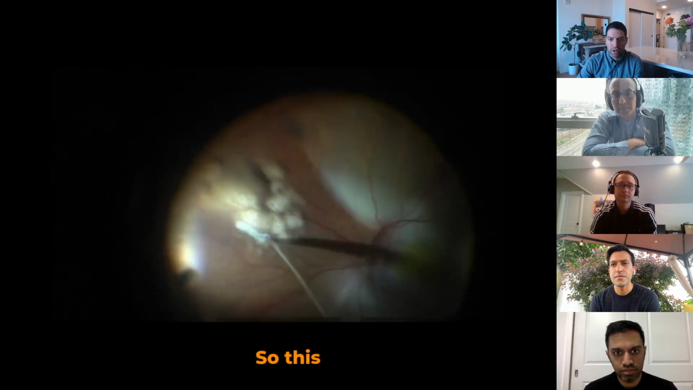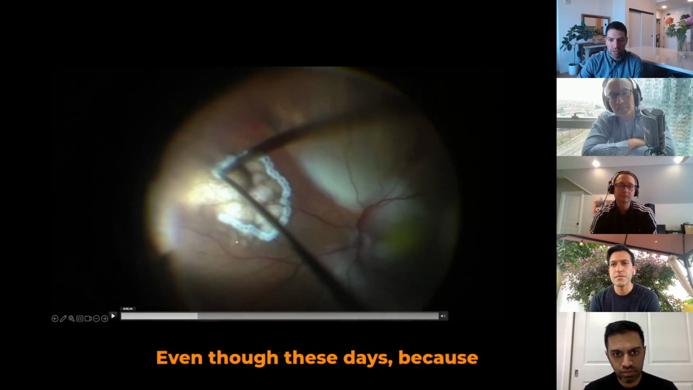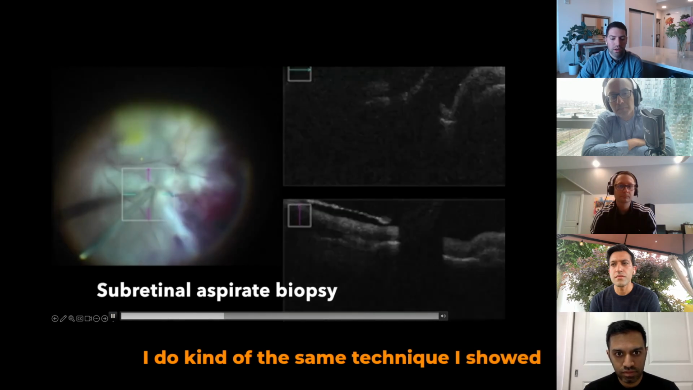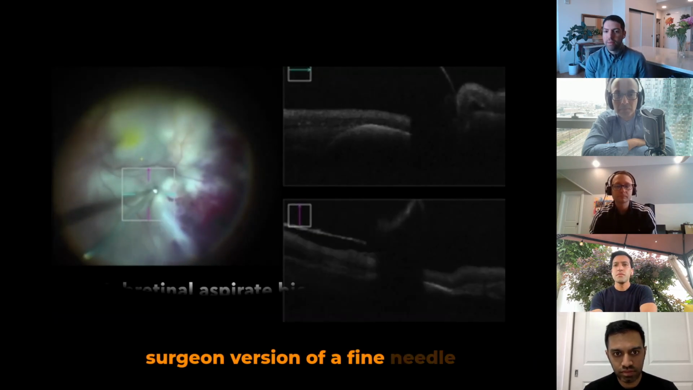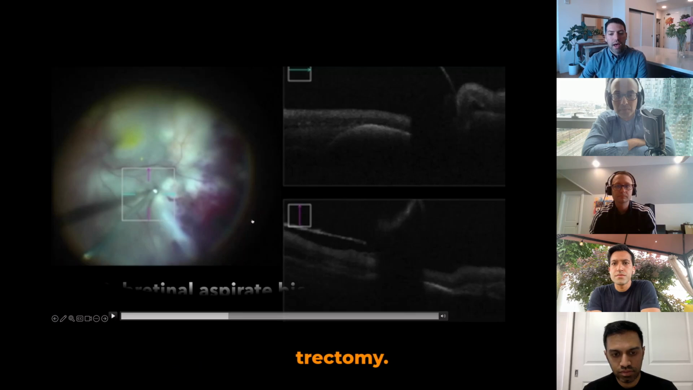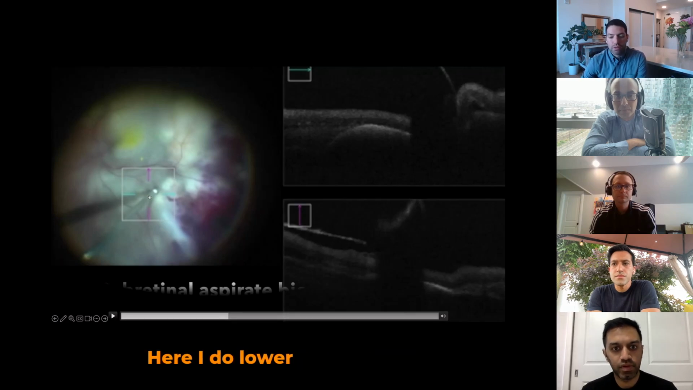So this nasal area, even though these days, because it's a sub-RPE lesion, I'd probably just stick my cutter right in there, which we'll do in another area here. I do kind of the same technique I showed before. And here is where you can do our surgeon version of a fine needle aspirate biopsy, because we're comfortable with vitrectomy. I raise the IOP. Here I lower my cut rate to about 800 to 1,000.